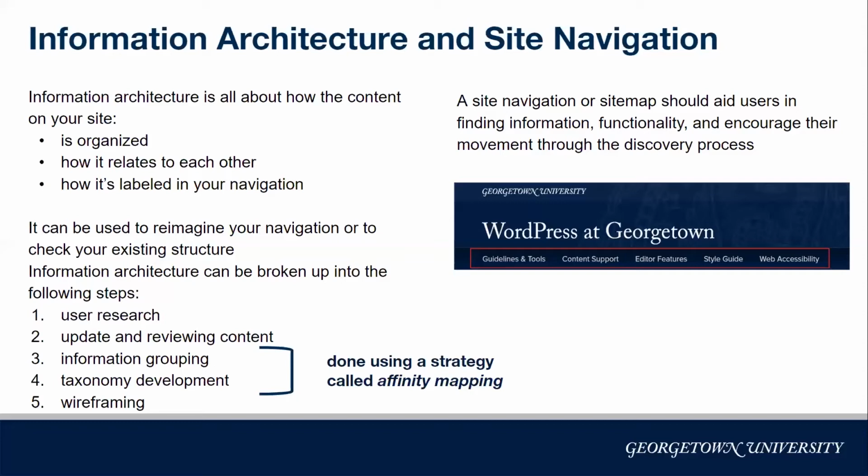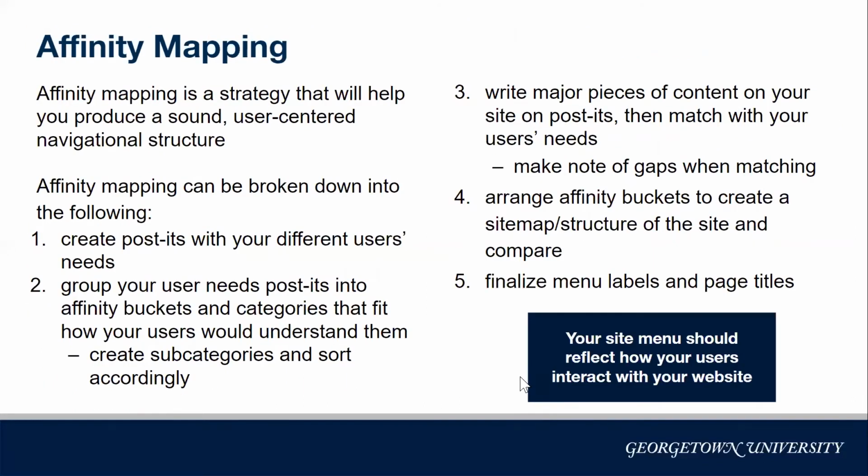Now, information grouping and taxonomy development is part of a strategy called affinity mapping. What I mean by information grouping is essentially just creating categories and subcategories of similar content. And taxonomy development refers to the labels you are going to give those categories and subcategories. And these labels are ultimately what's going to be appearing as the page titles and menu titles for your navigation. Wireframing would then be finalizing the structure of your site, usually in a visual manner. Now, to go into more details of what affinity mapping is and how to go about using this strategy.